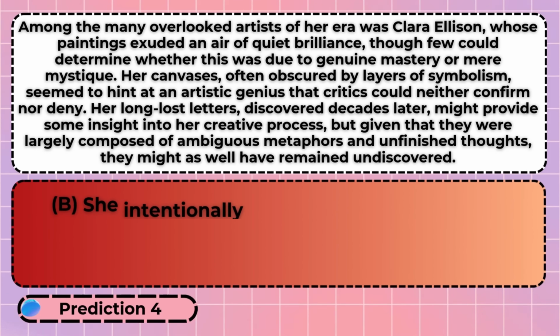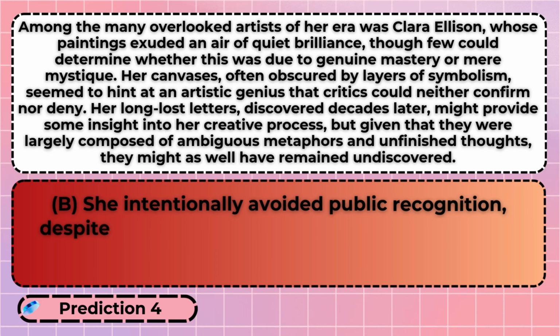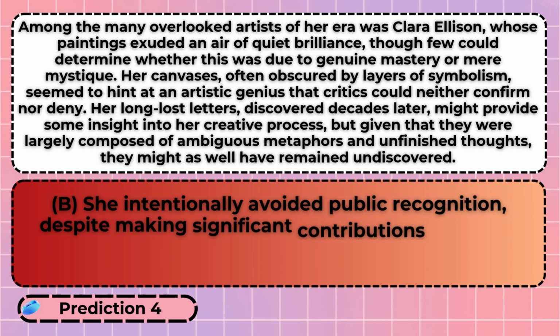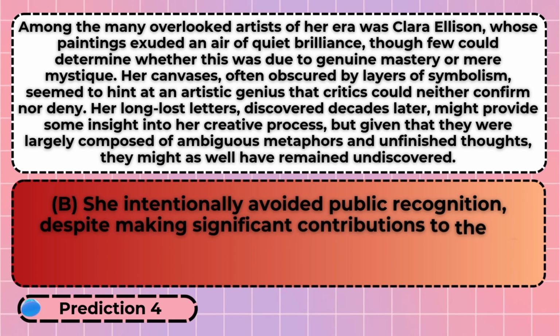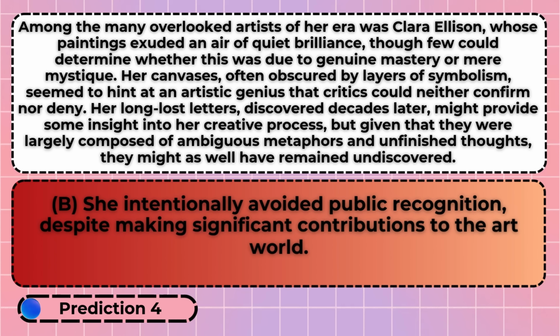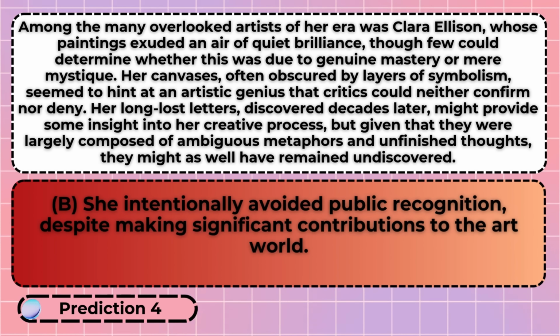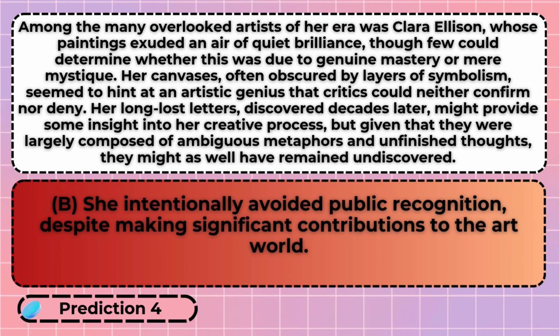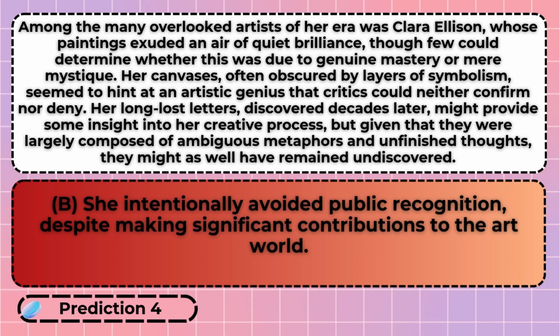So choice B, she intentionally avoided public recognition despite making significant contributions to the art world. Intentionally avoided public recognition? Did she do that? No, nothing in the passage says she was avoiding fame. And it's not like she was hiding in a cabin somewhere. It's just that critics didn't know if she was actually good. So I don't really like this one.